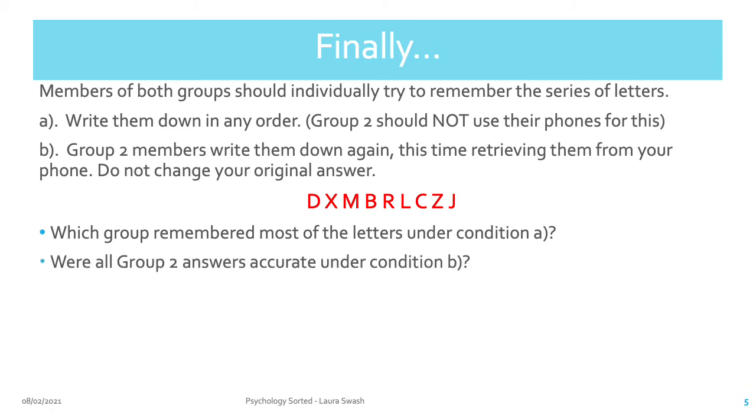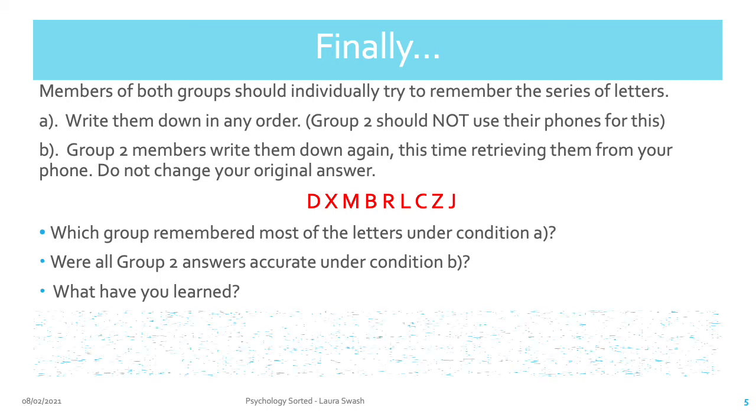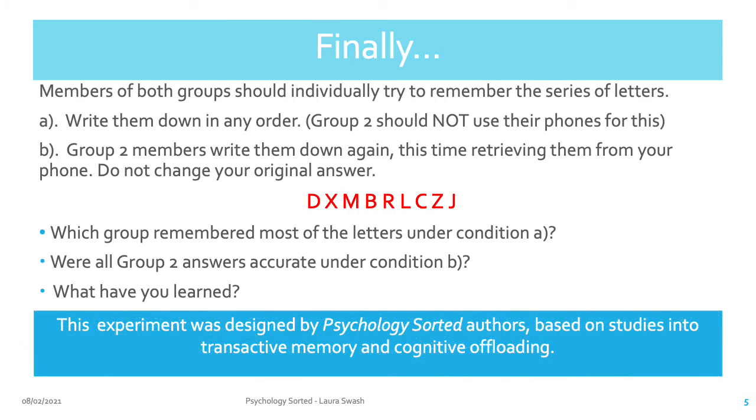And were all Group 2 answers accurate under condition B? And what have you learnt from this experiment into cognitive offloading? And if the experiment didn't quite work how you expected, why might that have been? Remember, it's an independent samples experiment, so think about possible differences between the groups or other confounding variables. This experiment was designed by us based on studies into transactive memory and cognitive offloading.